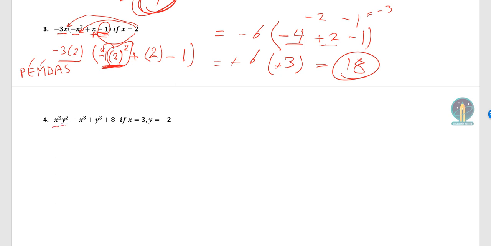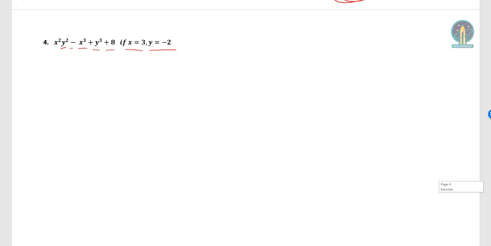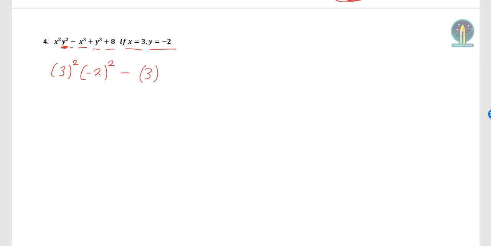Okay, x squared times y squared minus x cubed plus y cubed plus 8, with x equal to 3 and y equal to negative 2. So let's just plug in, right? So wherever you see x, just put 3. So 3 squared, and wherever you see y, just put negative 2. So a negative 2 squared minus 3 cubed plus negative 2 cubed plus 8.